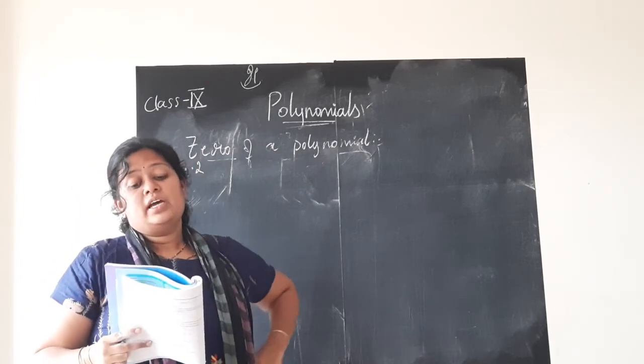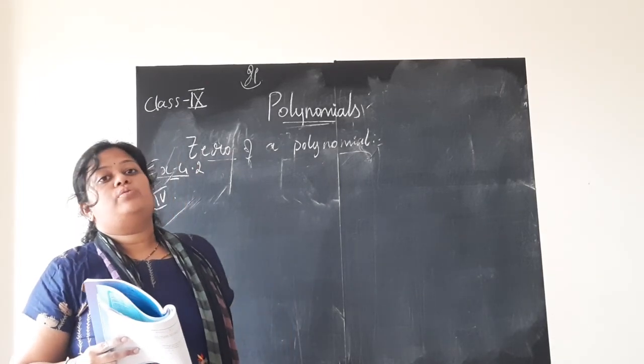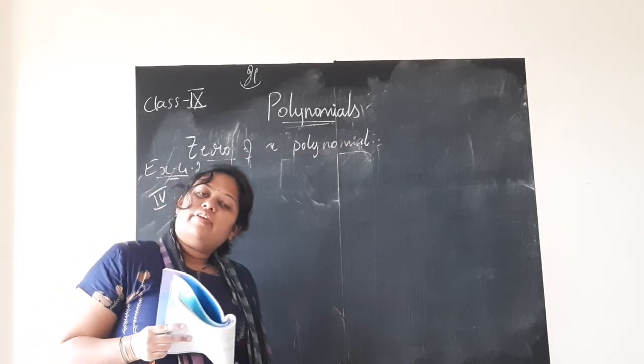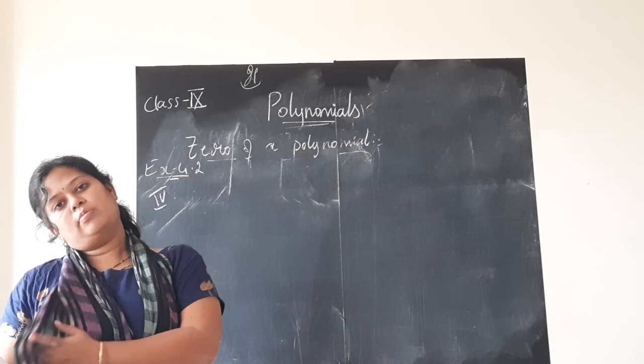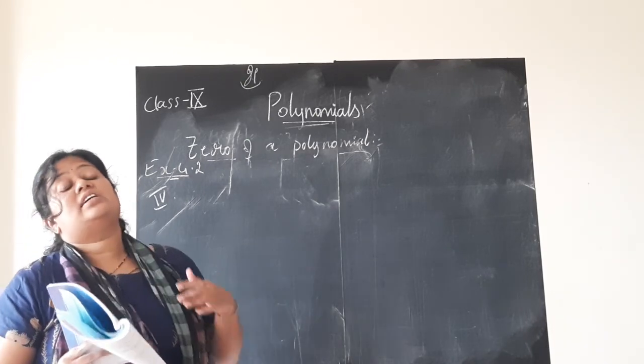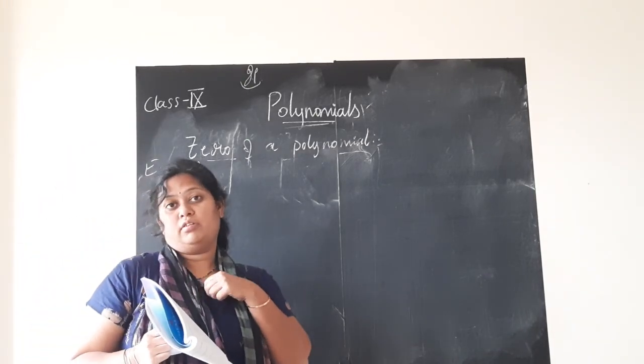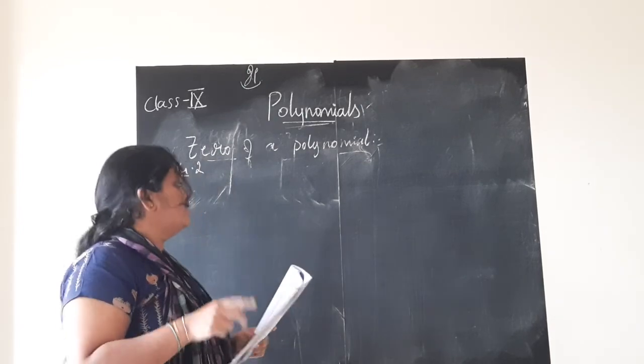Till Mains, what we used to do is substitute the given value of x or y in the polynomial and find out whether it was a zero of the polynomial or not. But in this Mains, they are asking us to find the zero of a polynomial. What do we do here, I will show you.